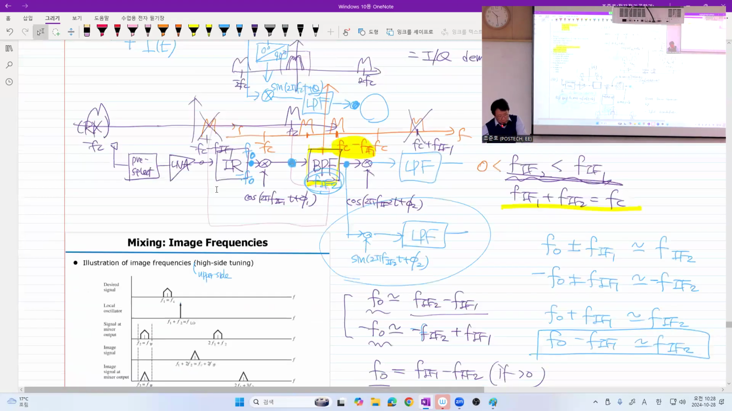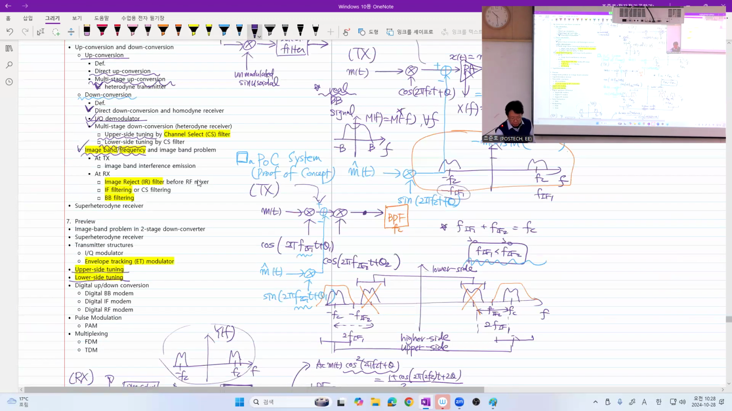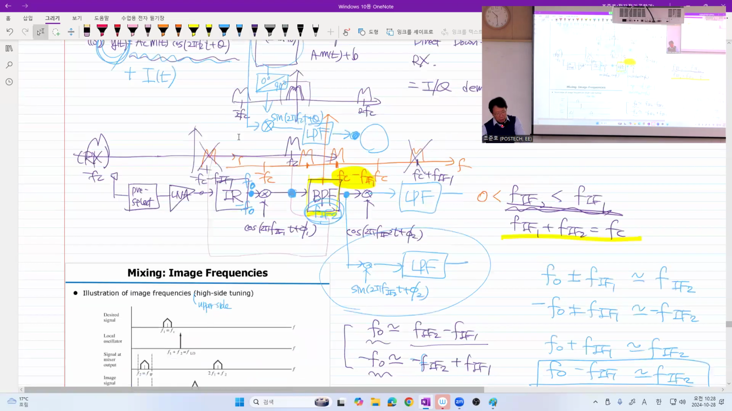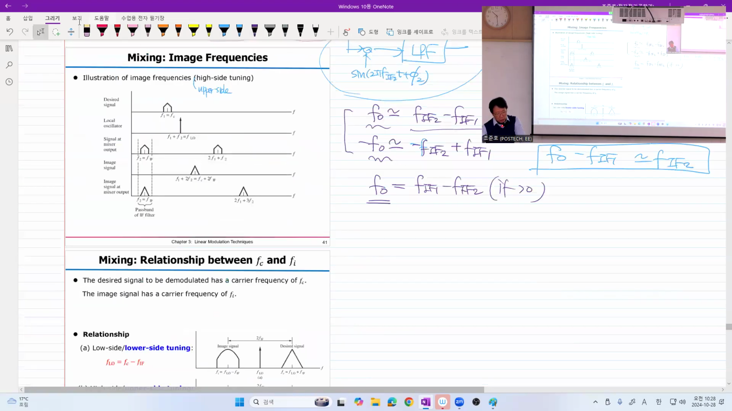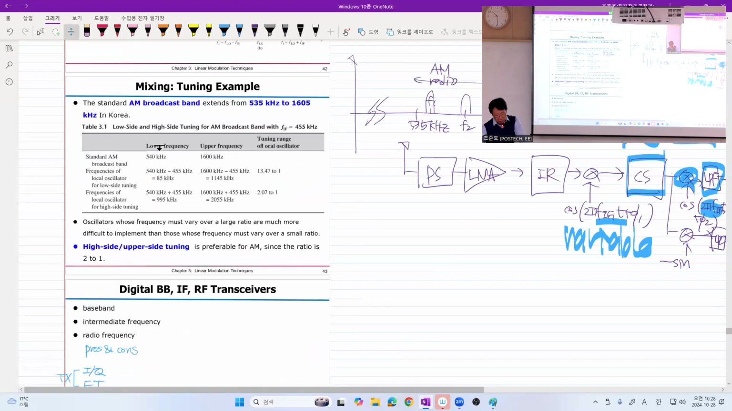Okay, where are we now? So cover this one, that one, and this one. Yeah. Oh, by the way, here goes one important transmitter structure that does not appear in the textbook because it's quite new. So let me draw here.